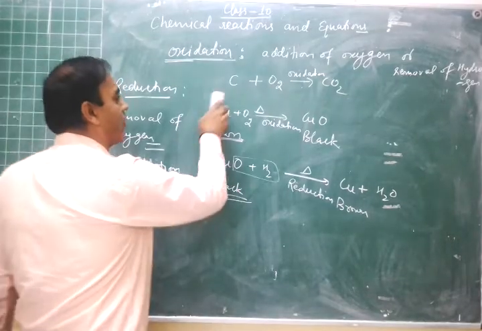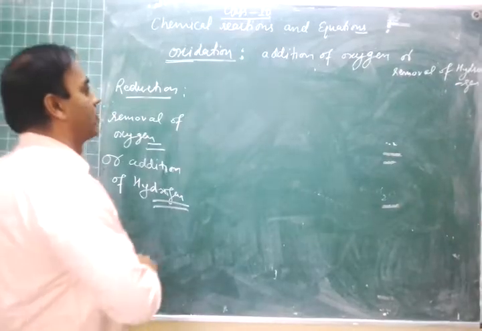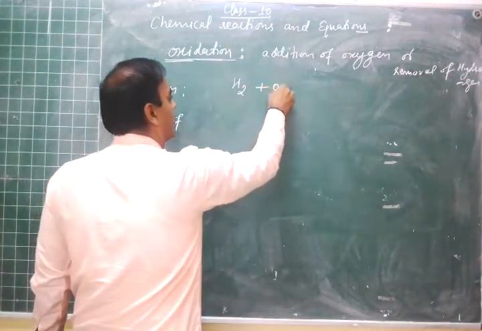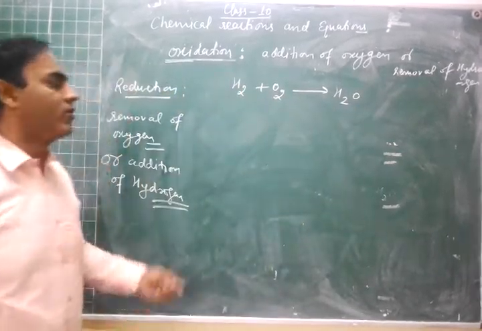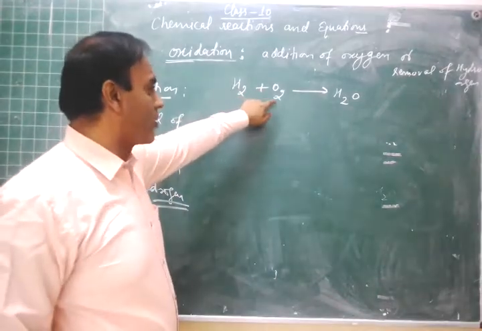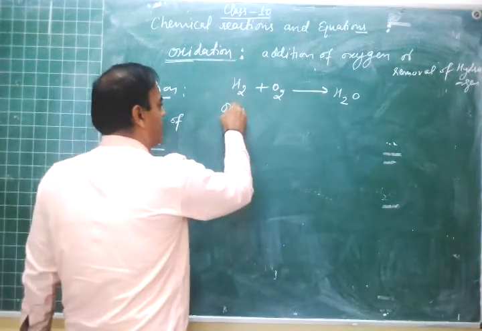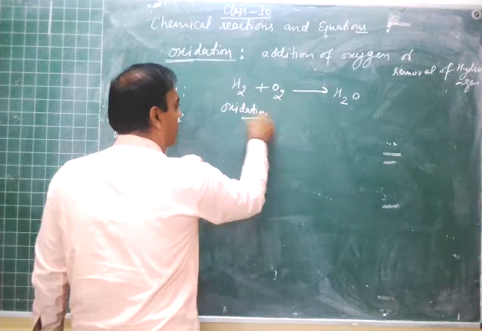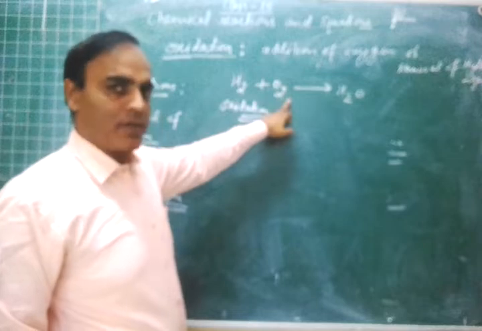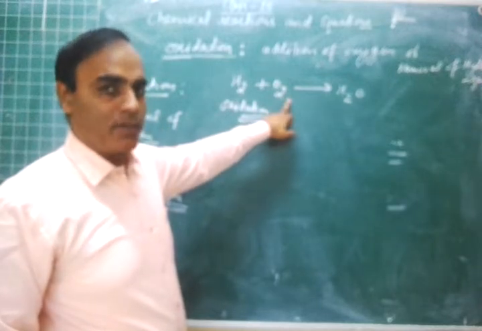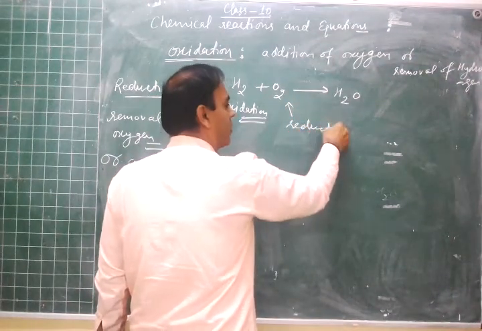So if I write another reaction, that is the reaction of hydrogen with oxygen. So here water is formed, this reaction is not balanced, you can balance it. So here oxygen gets added to hydrogen. So here is the oxidation of hydrogen. Or you can say that to oxygen, hydrogen gets added. So here is reduction of oxygen, right?